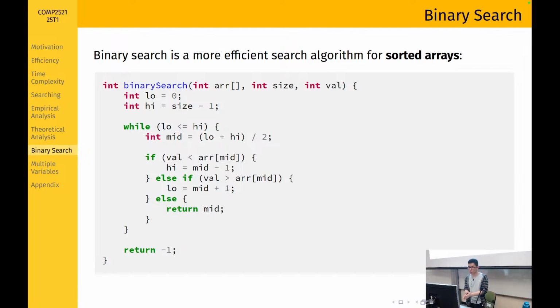Okay, and if the value isn't less than the middle value or greater than, then that means it has to be equal to. So if we found the value, we return mid. Okay, and finally, if we've halved the array enough times that we don't have any more elements to search through, then we return -1. Okay, because that means the element doesn't exist.